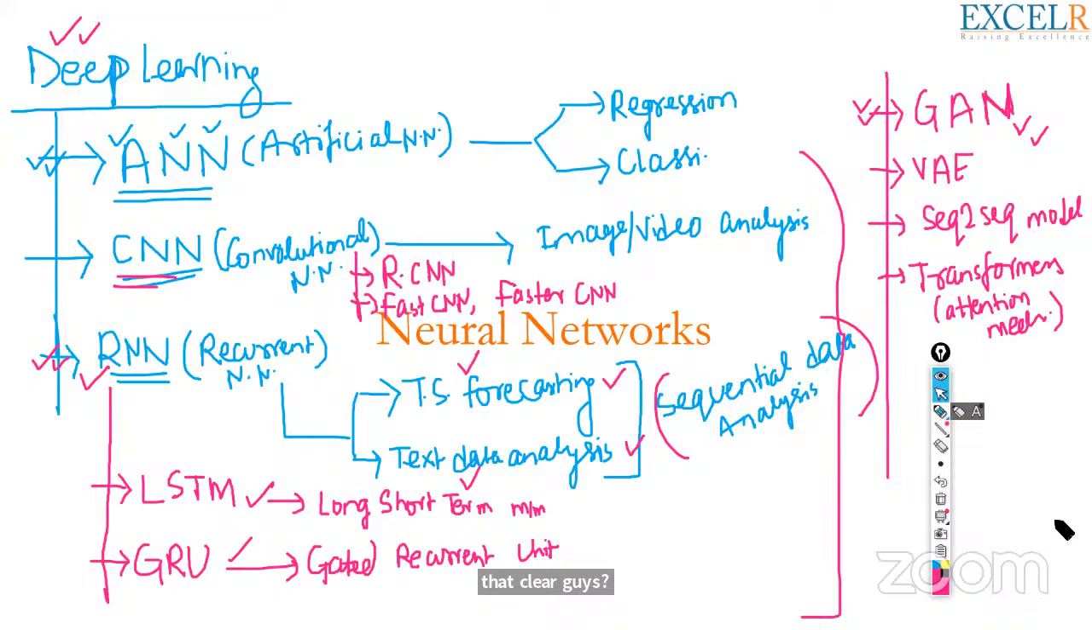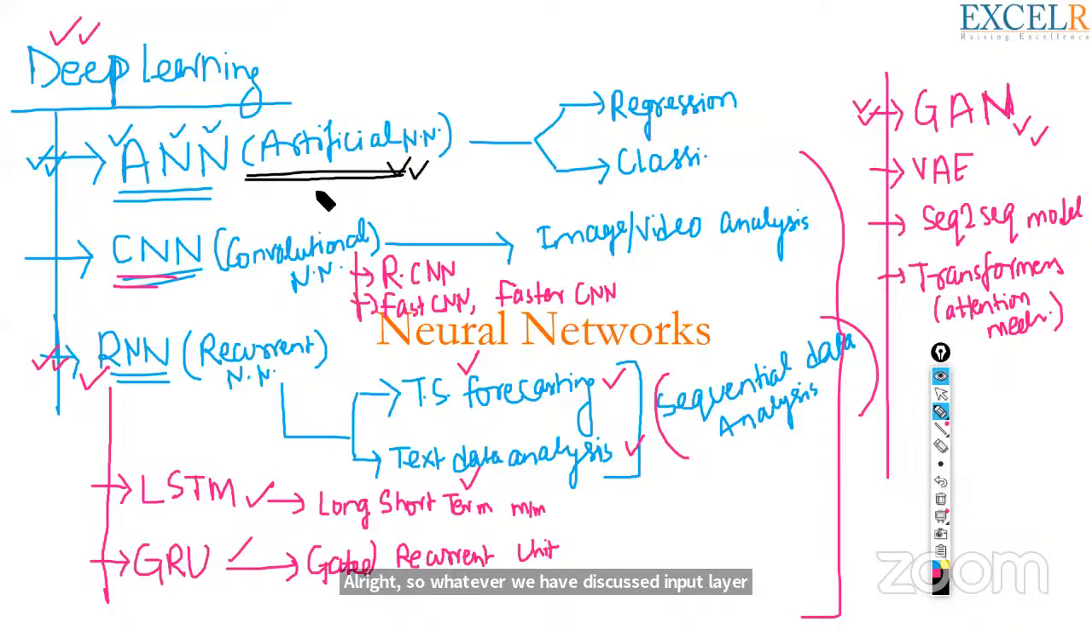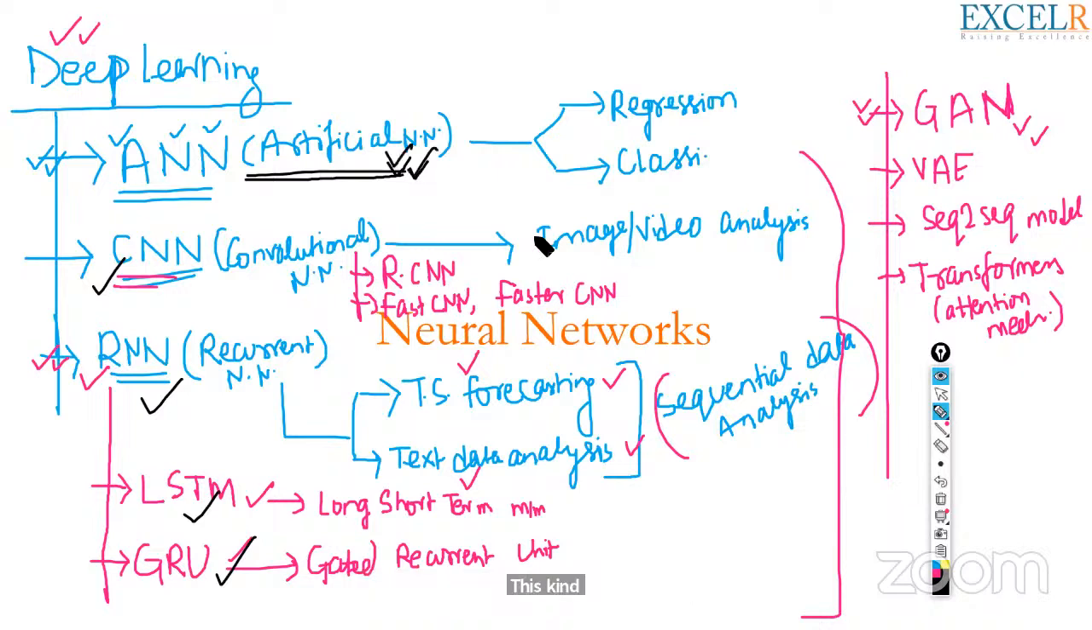And guys, whatever architecture we saw for the neural network, that is the artificial neural network architecture, right? Whatever we have discussed: input layer, output layer, hidden layers. That is the basic architecture we have. All other neural networks, whether it is a CNN, RNN, LSTM, GRU, or whatever you name it, utilize this ANN architecture with some modification only. So there also you will get input layer, output layer, and hidden layers, along with probably some other layers or some kind of modification.